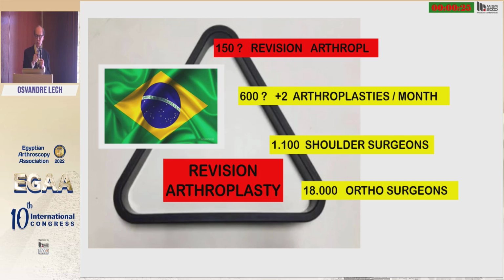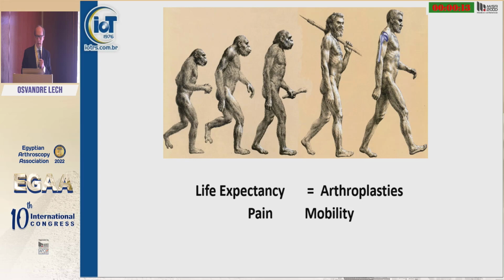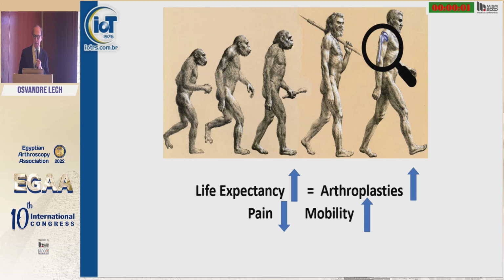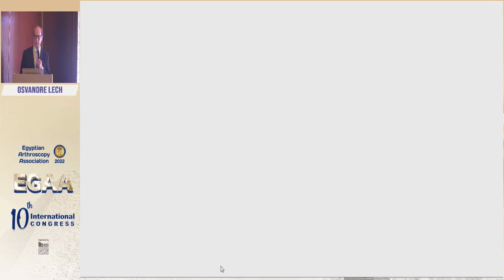So when you do an arthroplasty, you have to think that this prosthesis probably is going to be revised sometime. So the learning curve tells you what to do. With life expectancy increasing, more and more arthroplasties will be done. And the idea is to reduce pain and increase mobility. And for that, we need training. Thank you.